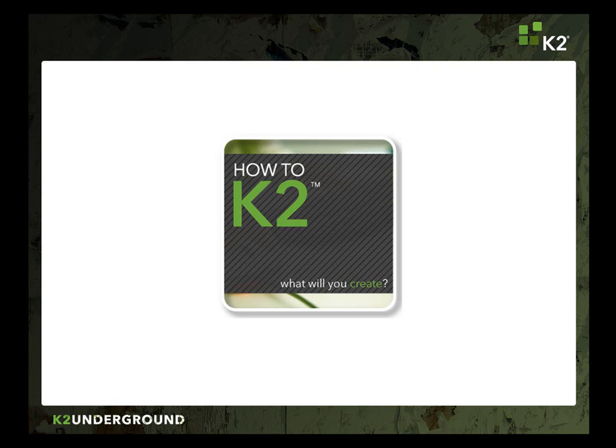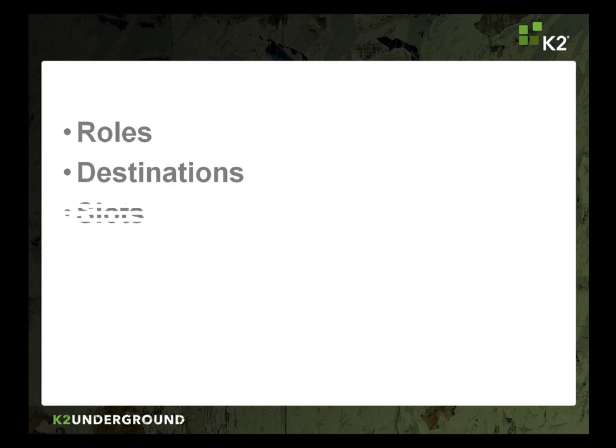In K2 blackpearl, there are many changes and improvements over what you knew in 2003, not the least of which involve roles, destinations, and slots. These items are going to be the focus of today's video. Building a process and giving a user notification of a task, allowing them to action it, etc. is very simple, and is accomplished by adding that user as a destination for the activity.